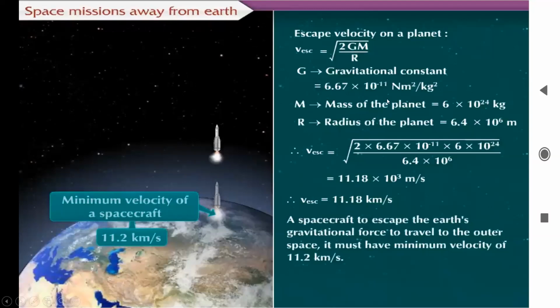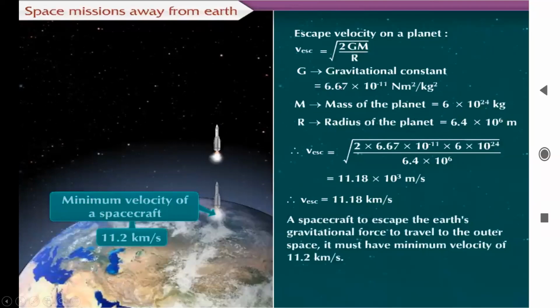Capital M is the mass of the planet. Which planet? Earth. How much is the mass of the Earth? It is 6 into 10 raised to 24 kg. Capital R is the radius of the planet. And how much is the radius of the Earth? It is 6.4 into 10 raised to 6 meter.